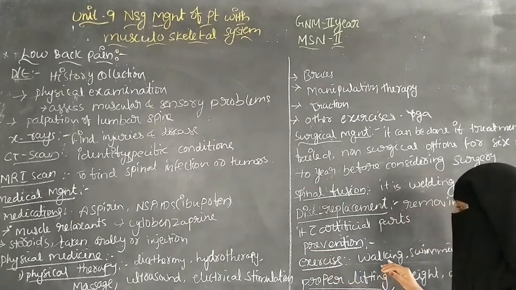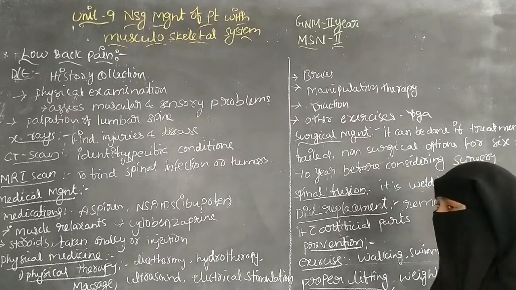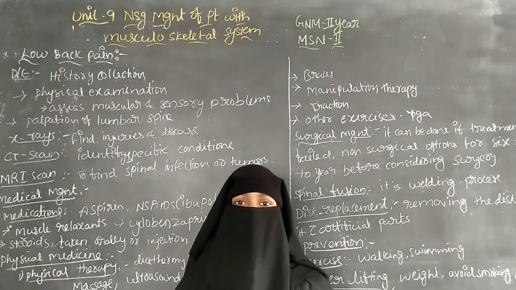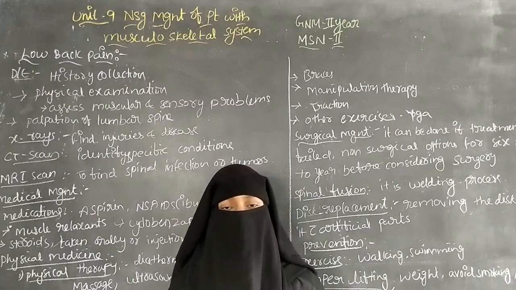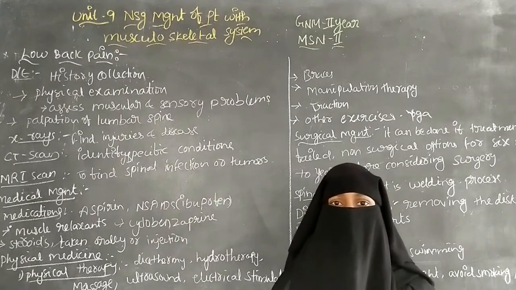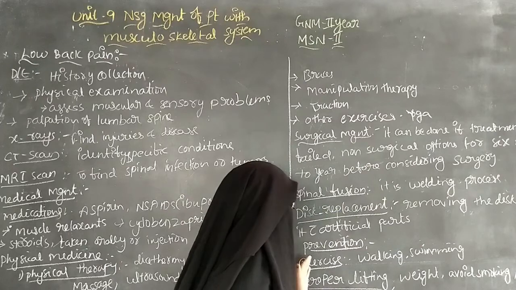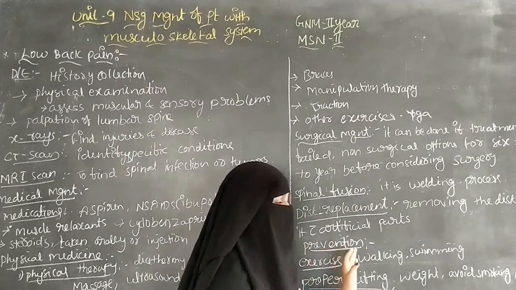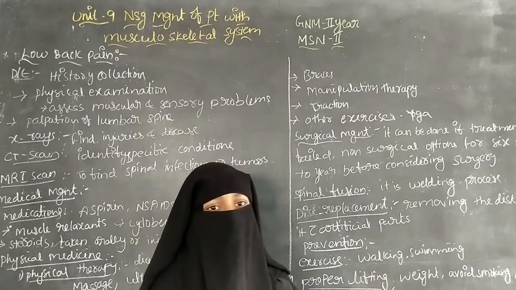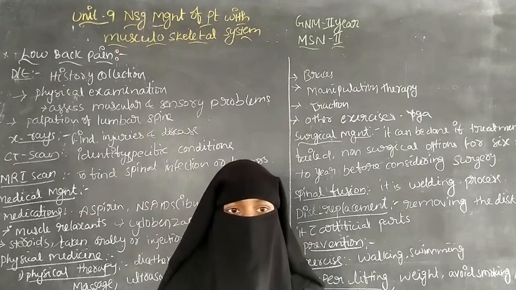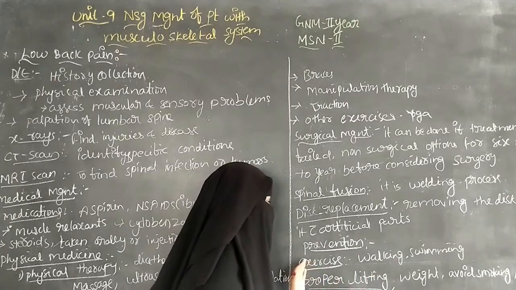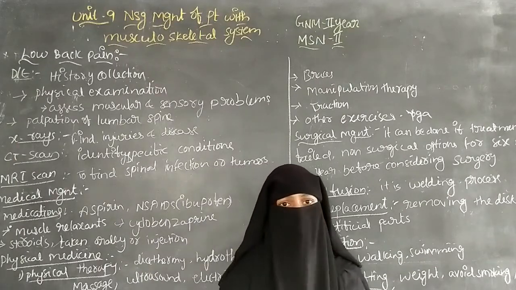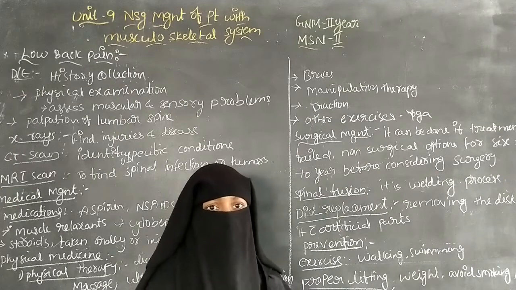Prevention includes exercises, like walking or swimming. They can improve muscle strength and they can relieve pain also. So we can improve the strengthening of the muscles by exercises. Walking and swimming help to strengthen the muscles of the spine. So we can relieve the pain by exercises, and flexibility and movement can be improved during the exercises.